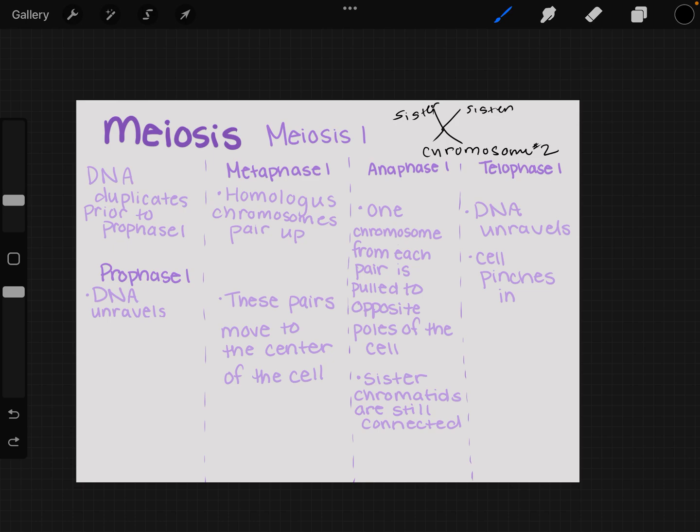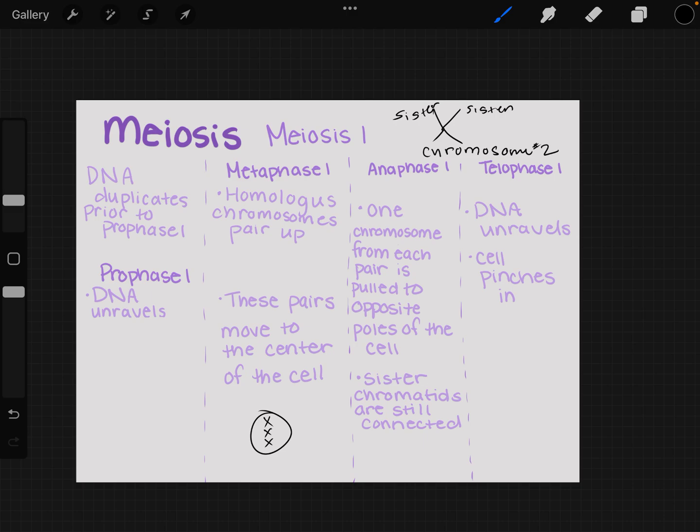Anyways, the DNA will duplicate. Great. Prophase I, the DNA is going to unravel. Great. Metaphase I, the important thing to look at here is that we are going to have the pairing of homologous chromosomes, which again, that's where that bivalent term comes in. That's where the synapsis happens. Great.